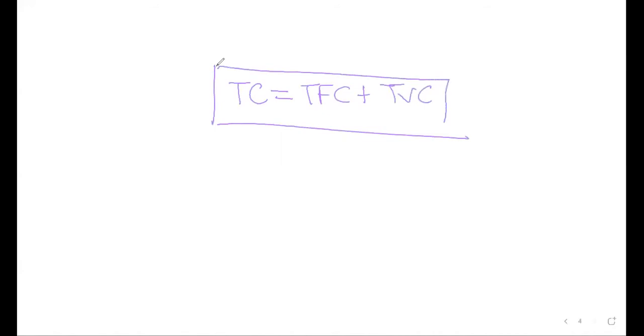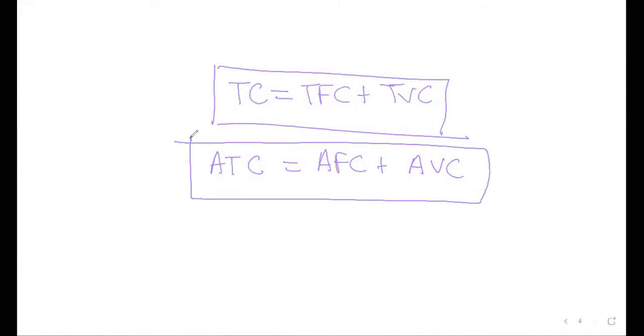Now, the reason why we have done so many things is that total cost is equal to total fixed cost plus total variable cost. Average total cost is equal to average fixed cost plus average variable cost. Then we said average total cost is greater than average variable cost because this will always be greater than 0. And then we said that the average total cost must be above the average variable cost.